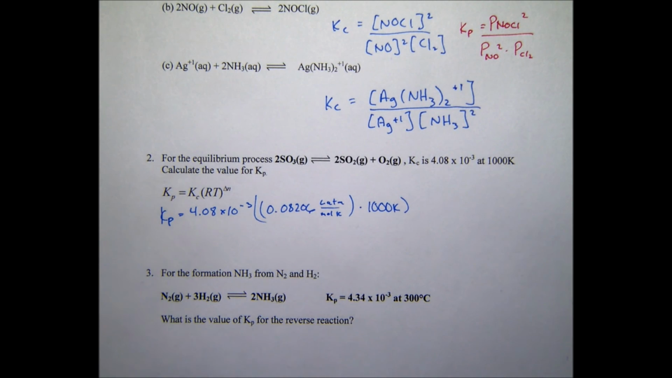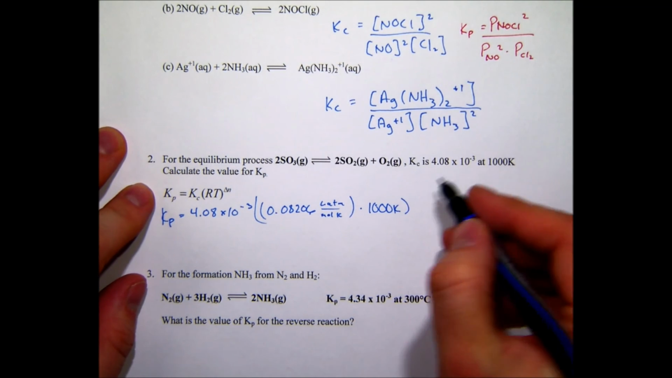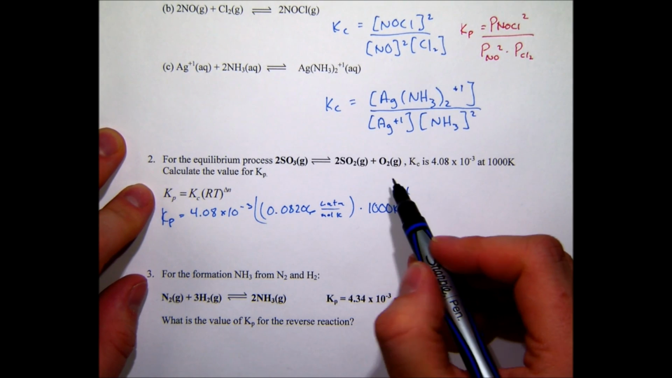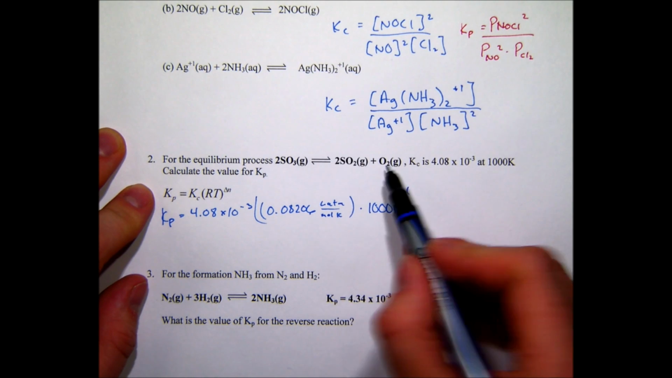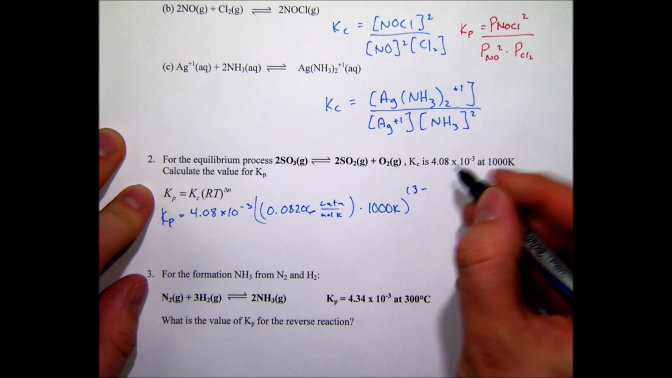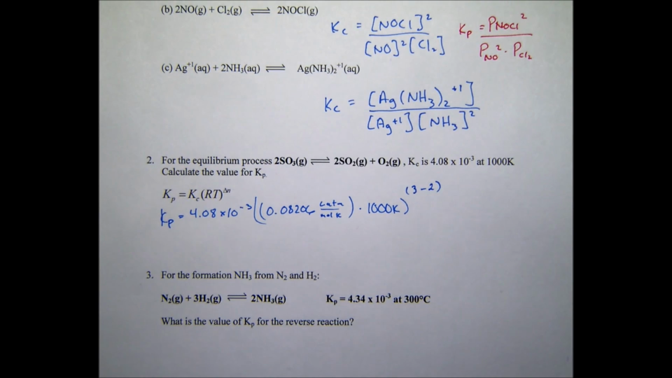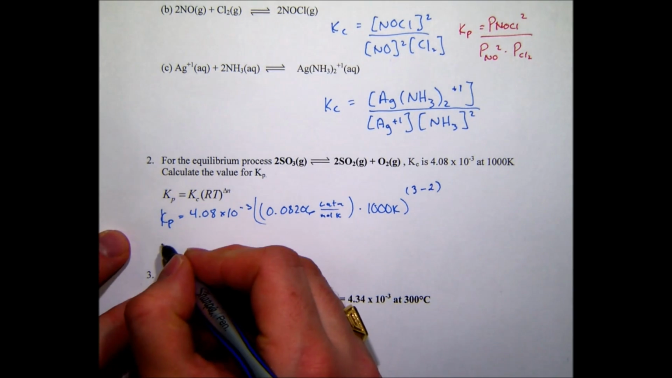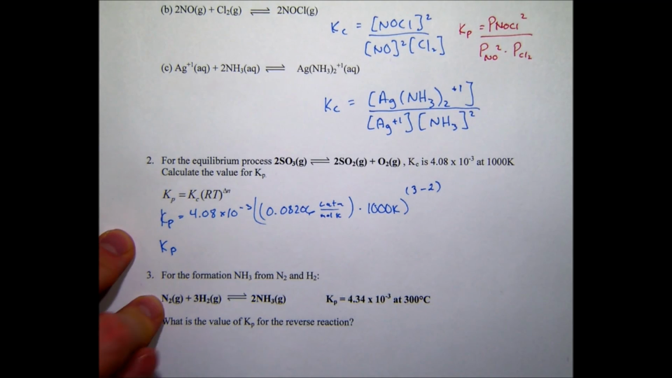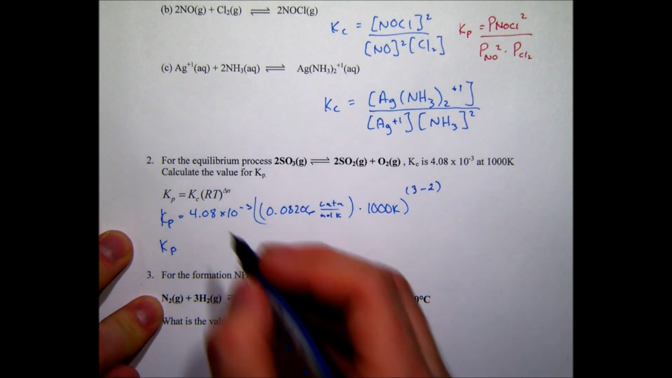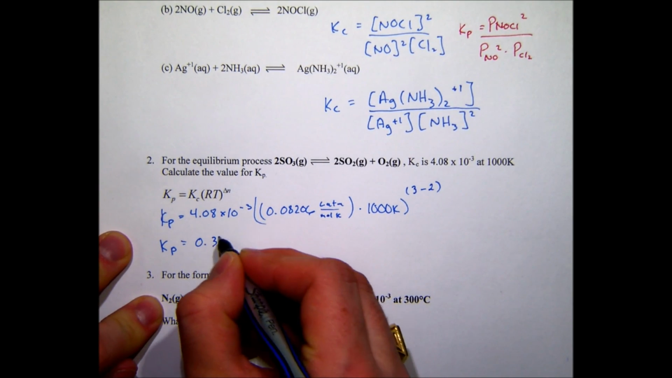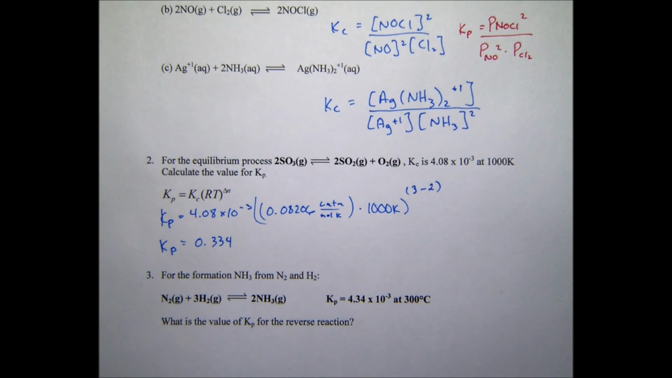it has to be the change in moles of gas. In this case, it's not a big problem. The change in moles of gas would be the number of moles of gas in the products, so 2 plus 1 is 3, take away that in the reactant, so 2. So you're going to raise this to the first power, which makes this calculation a lot easier. So Kp in this case is equal to 0.334.